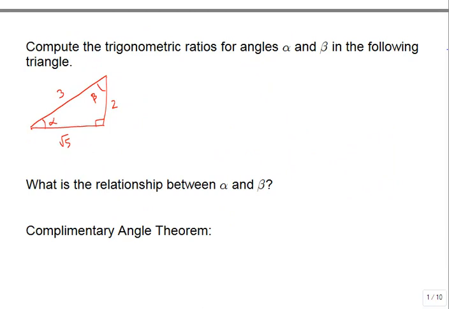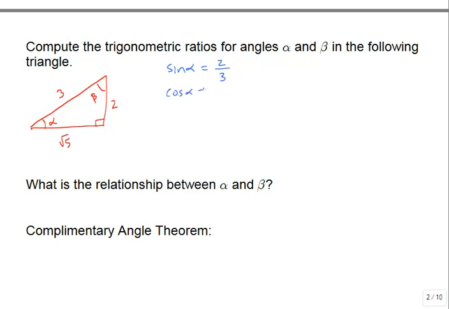Okay, let's take a look at this next example. Compute the trigonometric ratios for angles alpha and beta in the following triangle. So let's start with finding all of the trig values for alpha. If I take a look at sine of alpha, its opposite side would be this 2, and the hypotenuse side would be this 3, the side opposite that right angle.